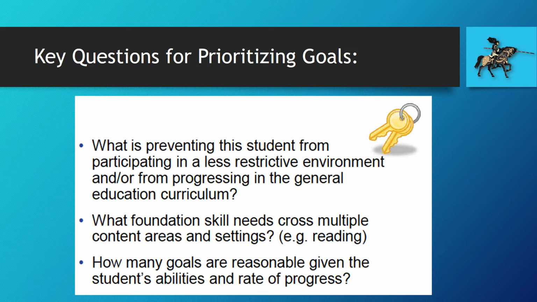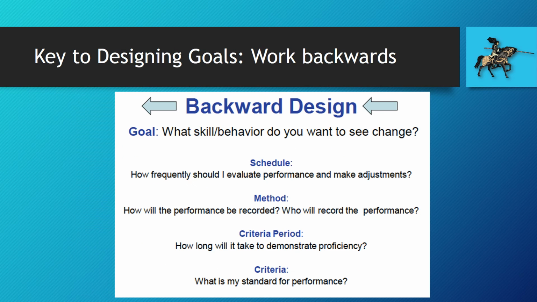Here are 3 key questions when prioritizing goals. 1. What is preventing the student from participating in a less restrictive environment and/or from progressing in the general education curriculum? 2. What foundation skill needs cross multiple content areas and settings? And third, how many goals are reasonable given the student's abilities and rate of progress? When designing goals, work backwards with the following: goal schedule, method, criteria period, and criteria.